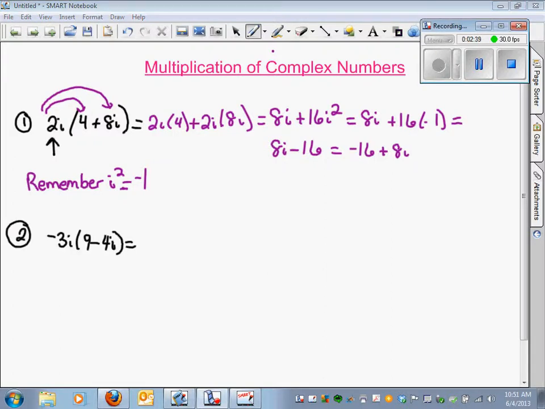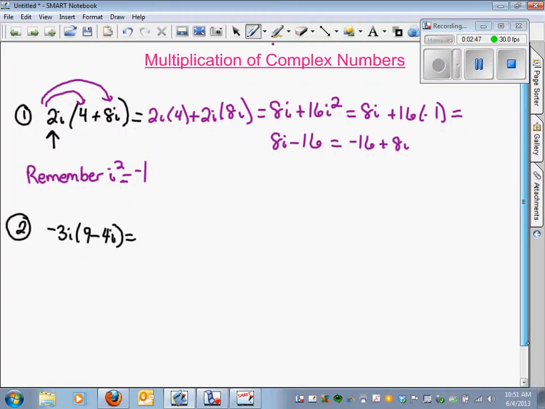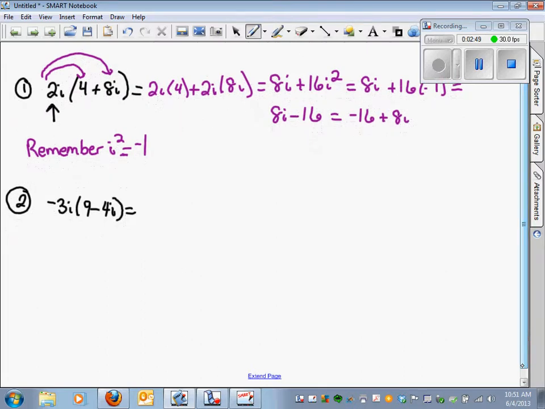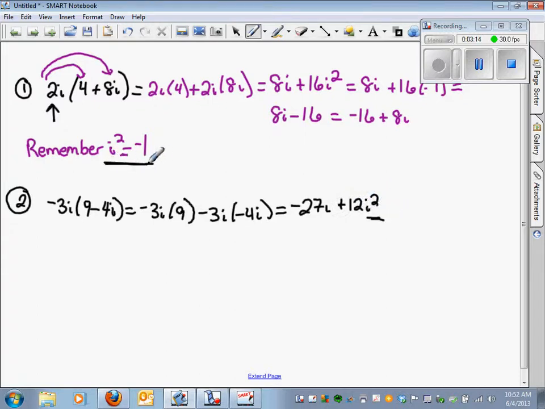A second example would be negative 3i times 9 minus 4i. Again, we would use our distributive property to approach this. We have to multiply negative 3i times the 9 and the negative 3i times the negative 4i. Well, negative 3i times 9 would be negative 27i. Negative 3i times negative 4i would be a positive 12i squared. But again, we have to remember that that i squared is equivalent to negative 1.